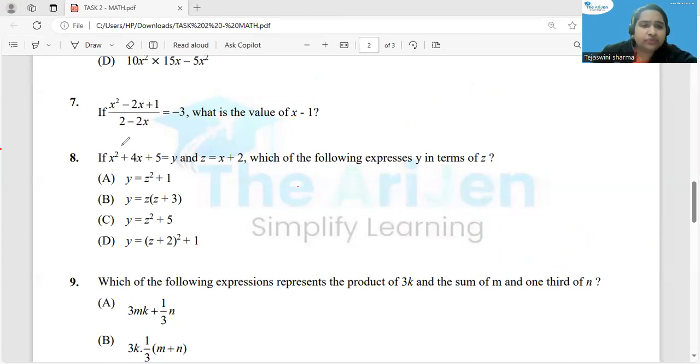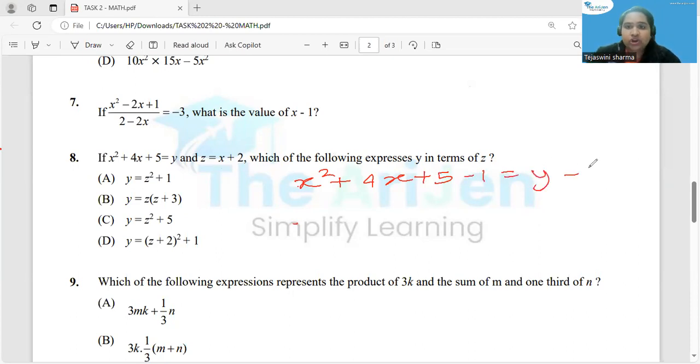Now let us see question number 8. If x to the power 2 plus 4x plus 5 is equal to y, and z is equal to x plus 2, which of the following expresses y in terms of z? Okay, so what I can do is subtract 1 from both sides. Then this side I will have only x square plus 4x plus 4 is equal to y minus 1.